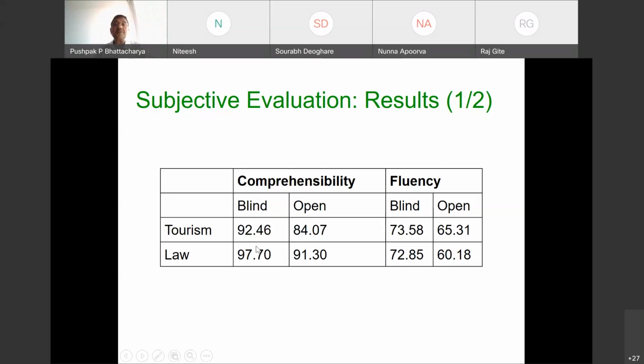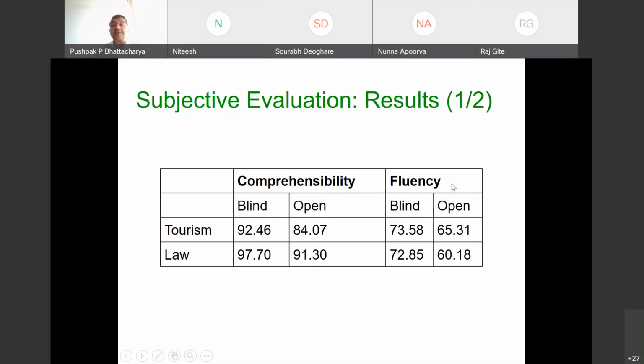Okay, so in the tourism domain, we have 92.46, which falls to 84.07 from blind to open testing. Law domain, 97.70 and goes to 91.30. Okay, falls to 91.30. But overall, the values are pretty good. That means in the tourism and law domains, we are able to translate pretty well as far as comprehensibility of the output is concerned. But comprehensibility is not enough.